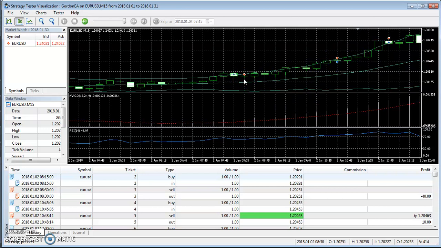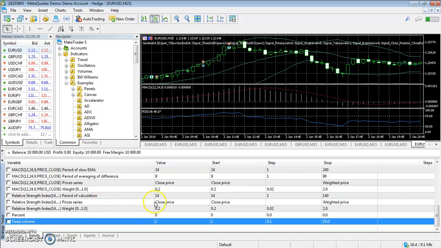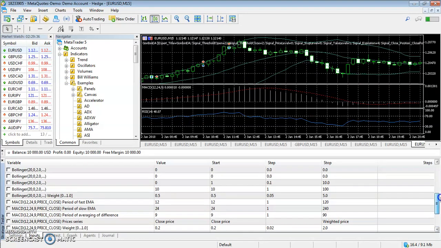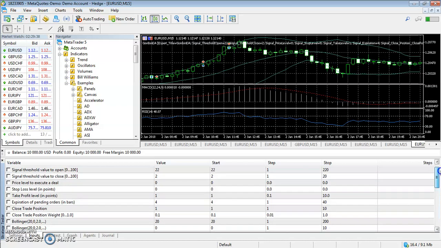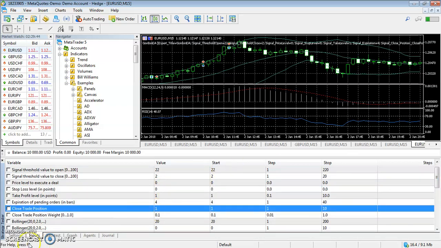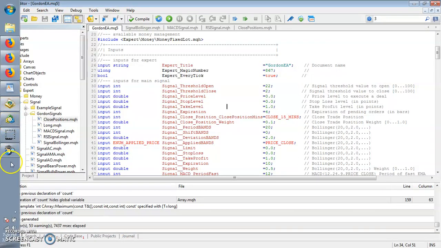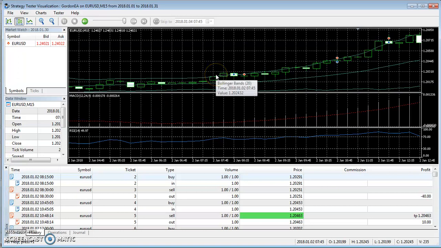So I think I've set this to close after 15 minutes. So if it doesn't take a profit, it closes after 15 minutes. So as you can see here, it didn't take a profit and it closed after 15 minutes.